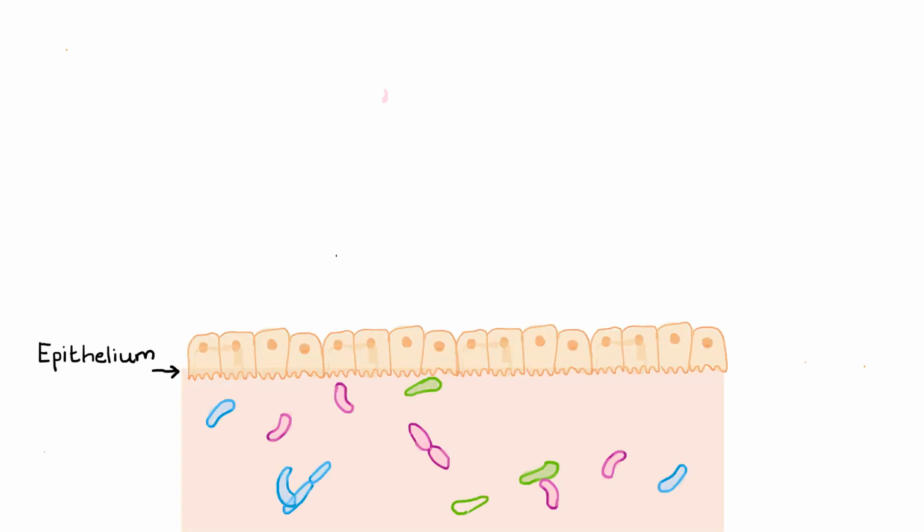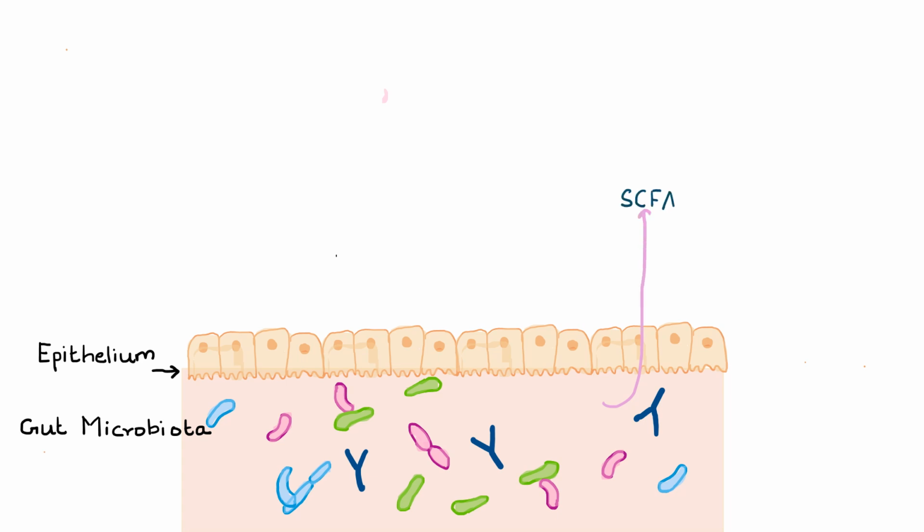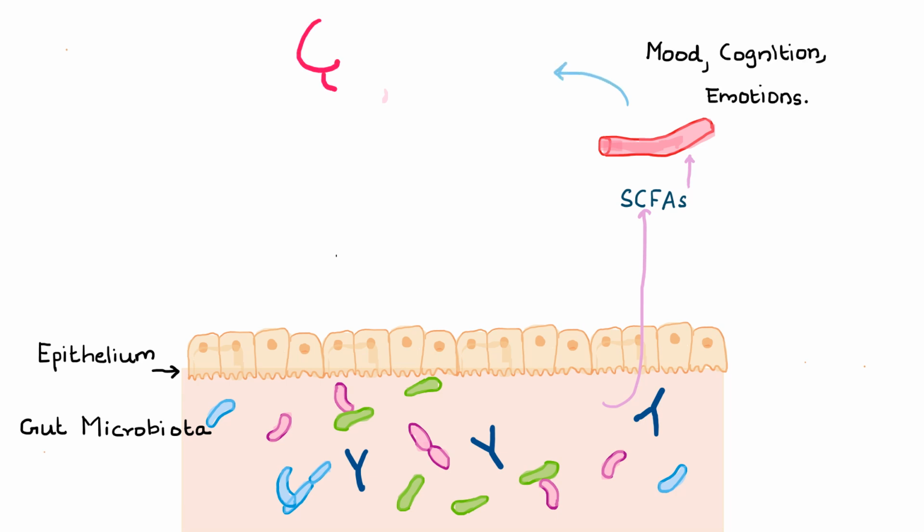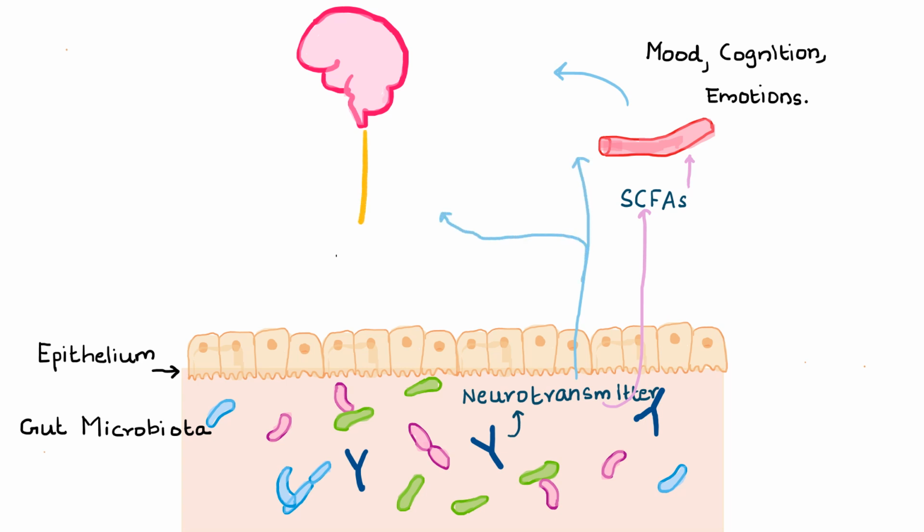So this is a schematic diagram showing the gut brain axis. Suppose this is the epithelium and this is the intestine showing the gut microbiota. As I said before, the gut microbiota produces metabolites like short chain fatty acids that enter into the circulation, and then through the circulation it can reach the CNS and thereby influence the mood, cognition and emotions of the individual. Similarly, they can also regulate the release of certain neurotransmitters, which again can be released into the circulation, or it can exert its effect directly via the vagus nerve.